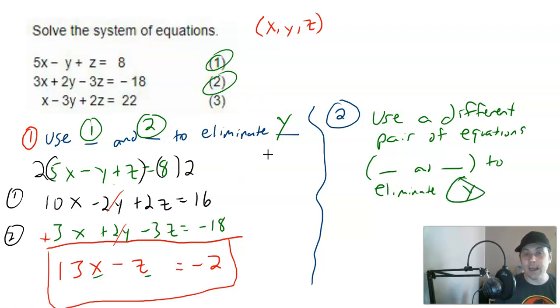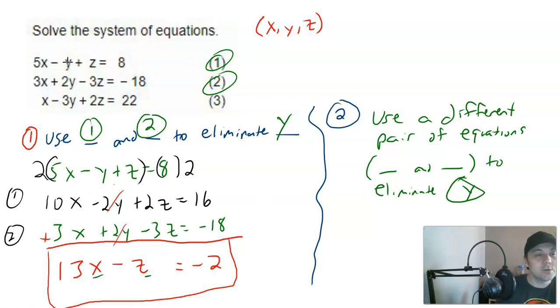If you eliminate y in step 1, you have to eliminate y in step 2. So our options are much more limited in step 2. We can't use the 1-2 combo, which means we only have 2 choices. I can use equation 1 and equation 3, or I can use equation 2 and equation 3. Those are the only 2 pairings that are left. And I don't have a choice on which variable I want to eliminate. I have to eliminate the y variable.